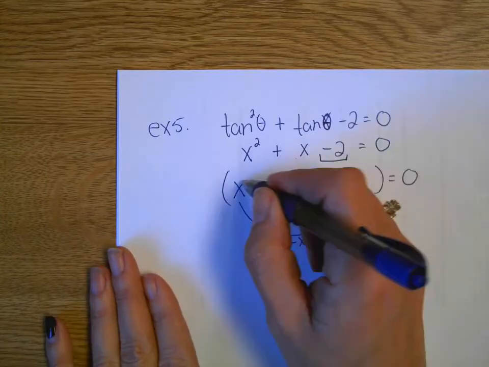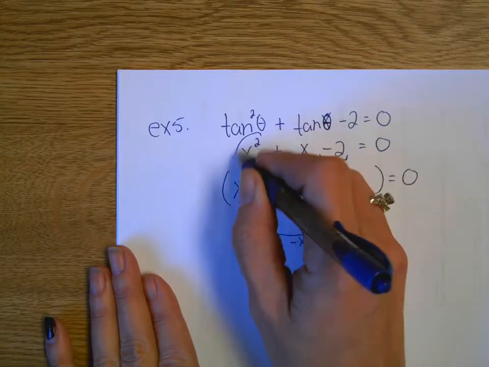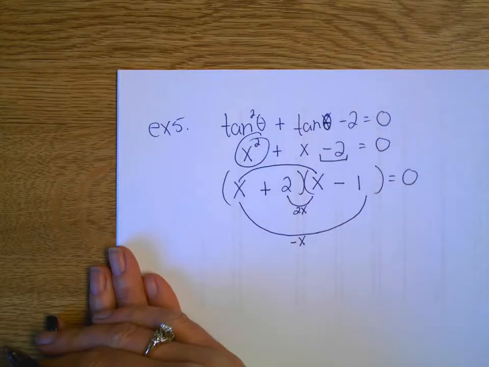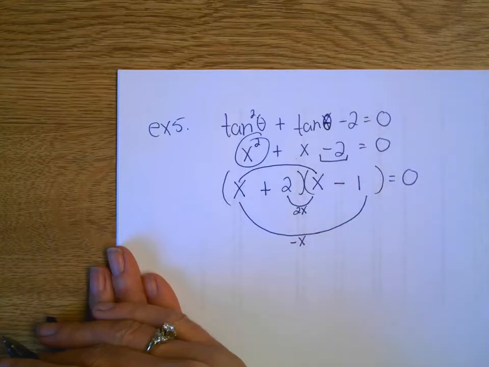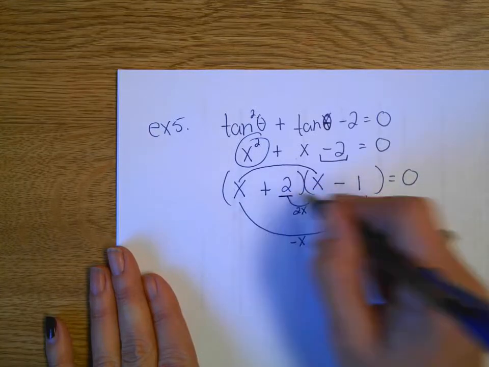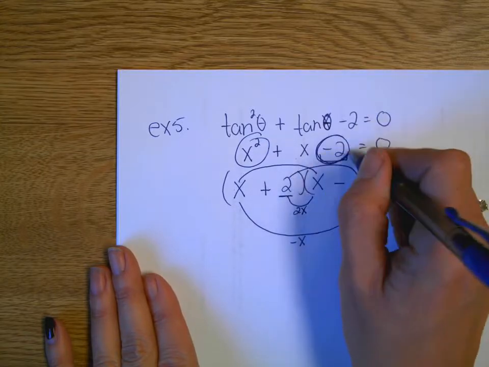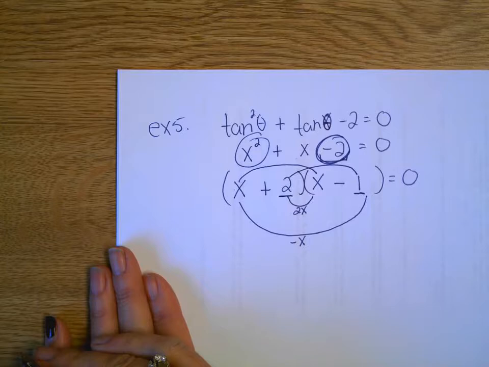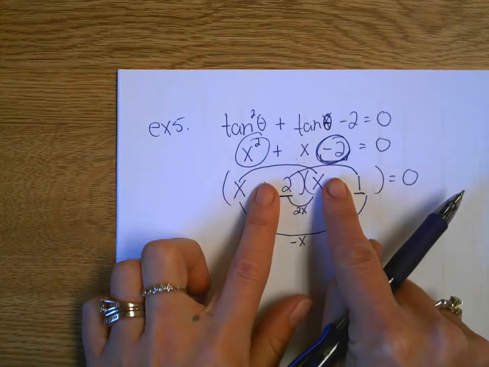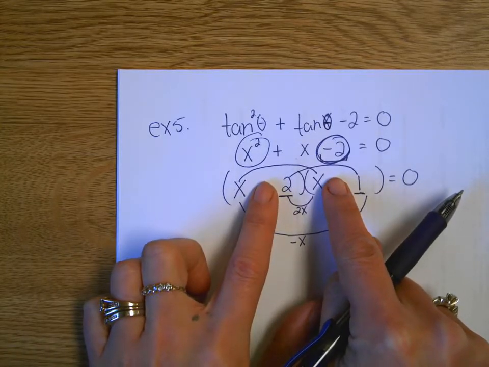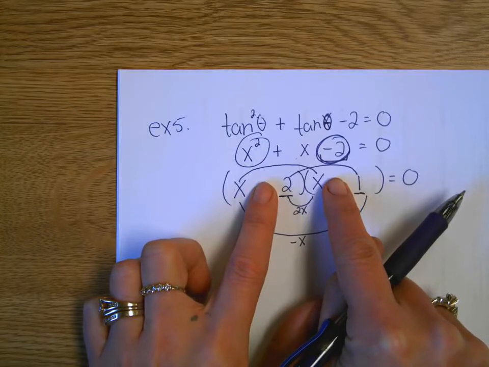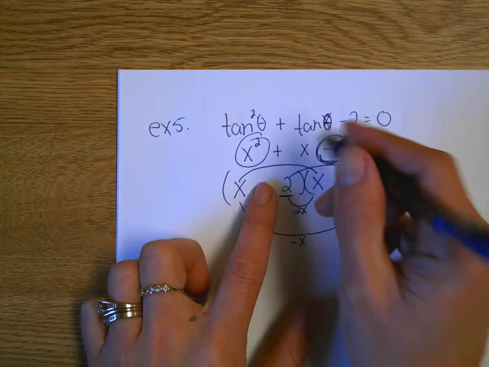Well, first, I'll start from the beginning. This times this has to give you your x squared. So your only options are x times x. And when I multiply this spot times this spot, these two multiplied together have to give me this number. So I only have a 2 and a 1. I didn't worry about the plus and minus yet. I need to get a negative 2. So I know one of them has to be a negative, one of them has to be a positive. I don't know which yet, but that's where the innies plus the outies give you this middle term.